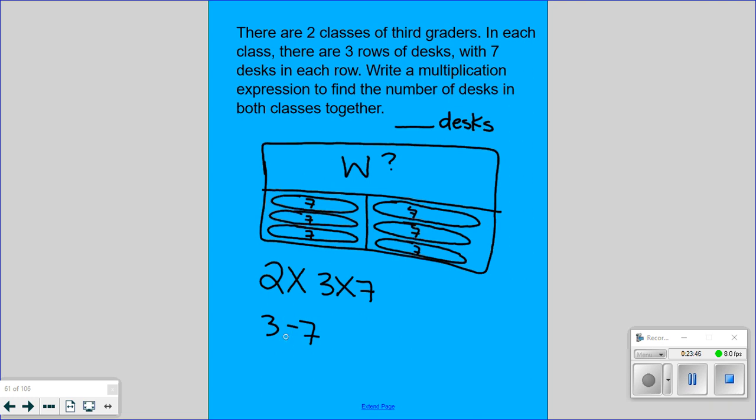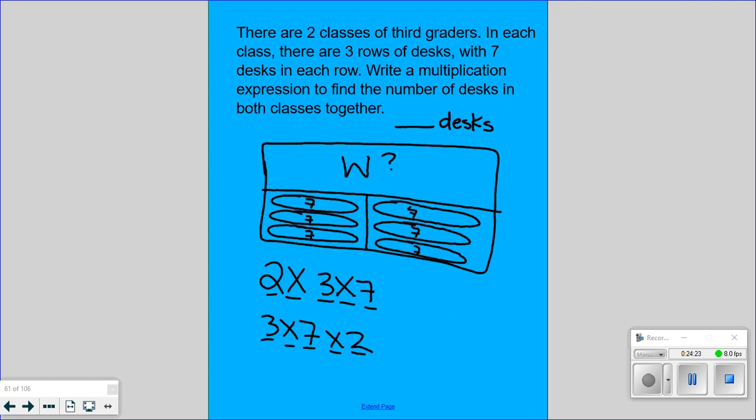Let's fix our language. Give me better language. Groups. 3 groups of 7. And 2 groups of that. Those 2 equations, they look different. Yes? But I know they're worth the same because I have the same factors and I have the same operations.